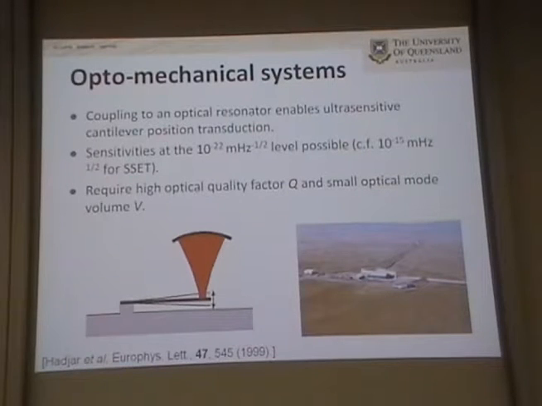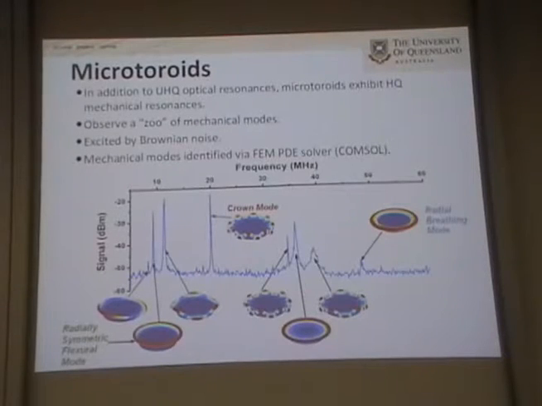People have got 10 to the minus 19 meters per root hertz, right? But 10 to the minus 10 meters is a hydrogen atom, so it's hard to imagine that sort of distance. Okay, but again, you need ultra-high quality to work on.